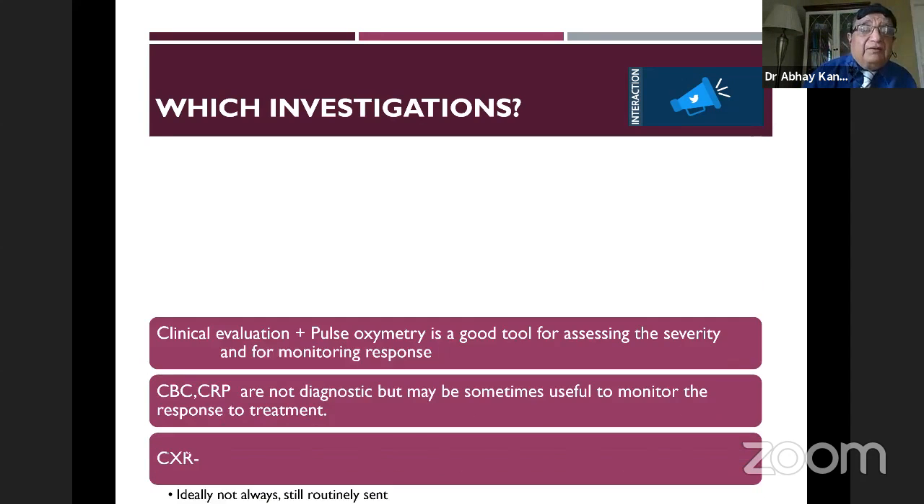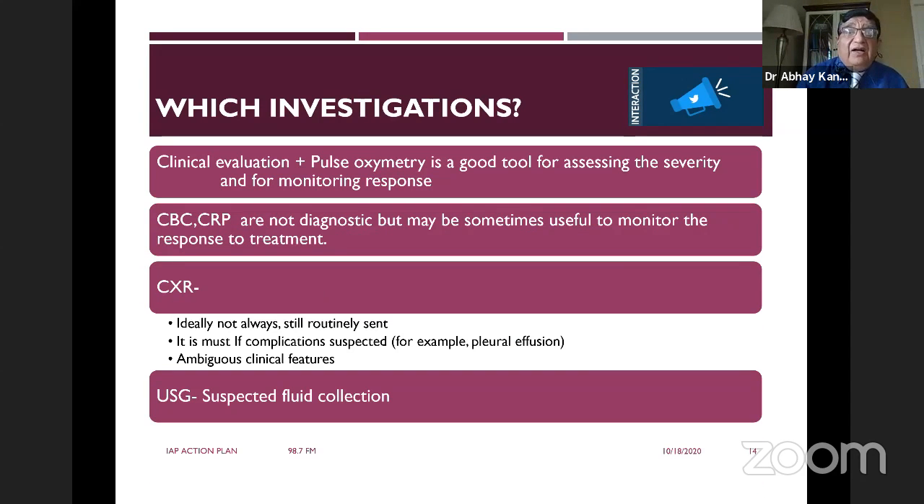Now, which cases require investigation? So friends, investigations are required only in very, very limited cases. Most of the time, in community acquired pneumonia, investigations are not required. What is required is a clinical evaluation and pulse oximetry. And this pulse oximetry and clinical evaluation is a good tool for assessing the severity as well as for monitoring the response to the therapy.